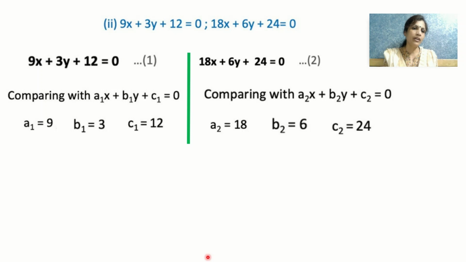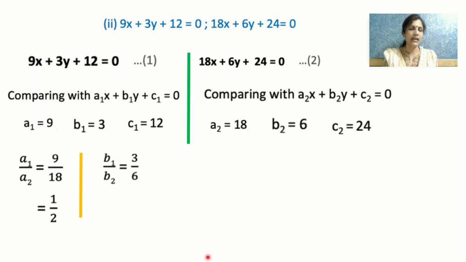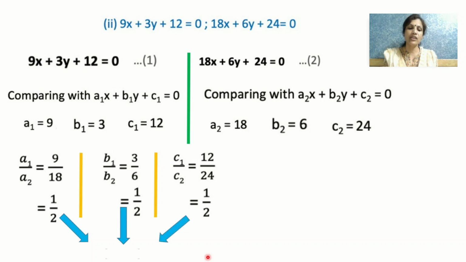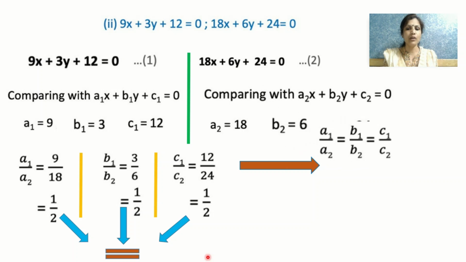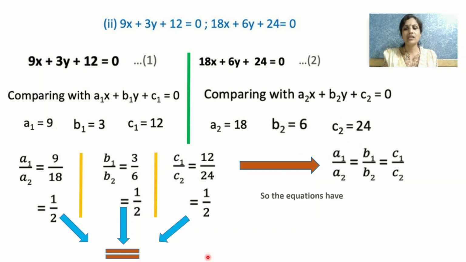Now let's find out the ratios. a1 upon a2 is equal to 9 by 18. Reducing it to the lower term, we get 1 by 2. b1 upon b2, we get 3 by 6, that is equal to 1 by 2. And c1 upon c2, we get 12 upon 24, which is again 1 by 2. So looking at the three ratios, all three ratios are equal to each other. And when they are equal to each other, the equations have an infinite number of solutions.